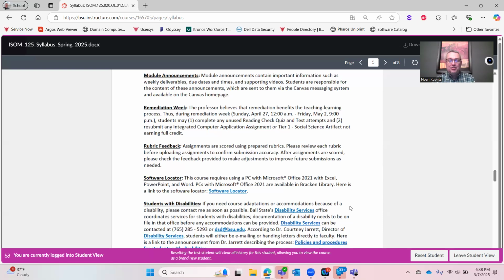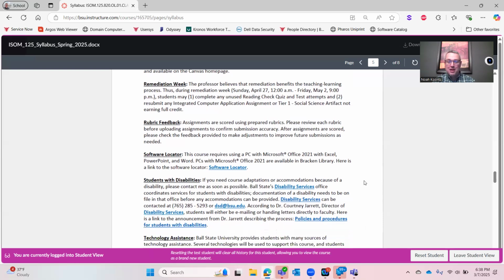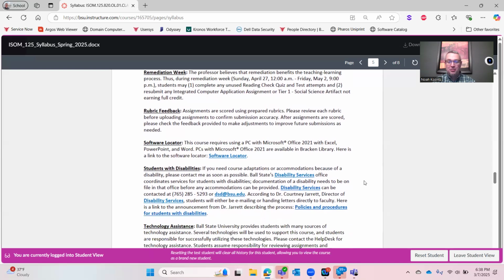Rubric feedback. Assignments are scored using prepared rubrics. Please review each rubric before uploading assignments to confirm submission accuracy. After assignments are scored, please check the feedback provided to make adjustments to improve future submissions as needed.